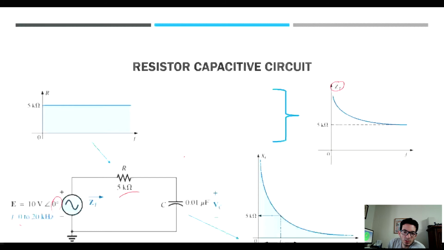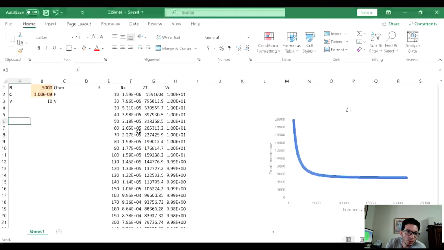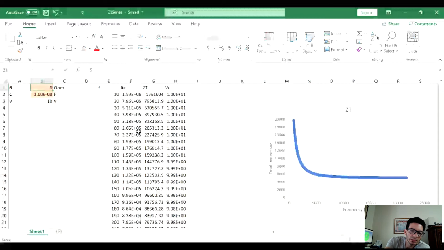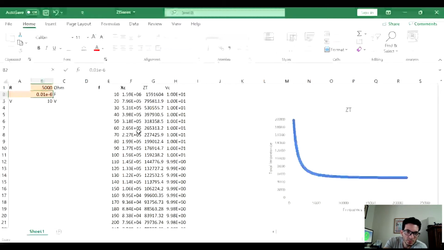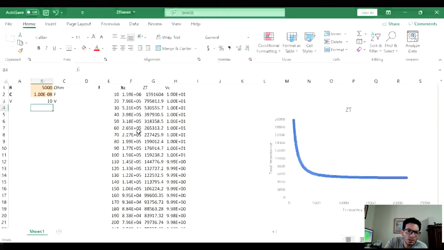Okay, so let's go ahead and use Excel for this. The first thing we want to do is write down the values from the problem. They gave us a 5,000 ohms resistor and 0.01 microfarads, 10 volt source. So the frequency, we're going to create a column where, I decided to do steps of 10.